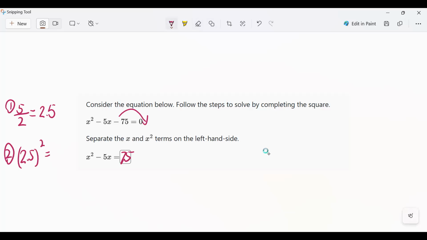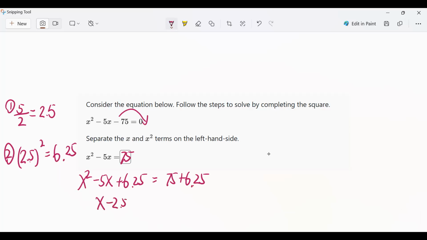Again, it will be 2 times 3 is 6, carry the decimal point, 5 squared is 25. So 6.25. That's the number we need to complete the square. On the right hand side will be 75 plus 6.25, that's 81.25. So this is x minus 2.5 squared, and on the right hand side will be 81.25.